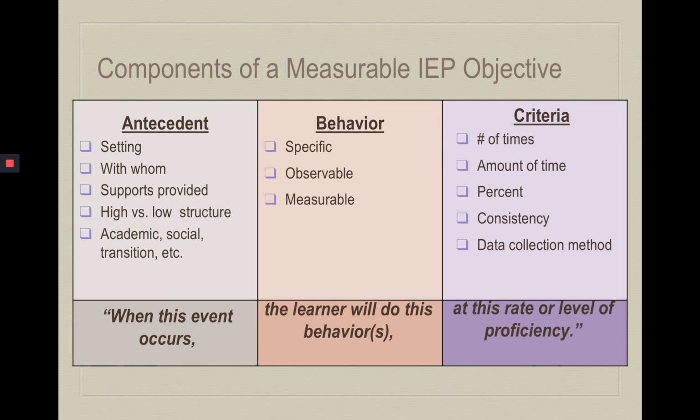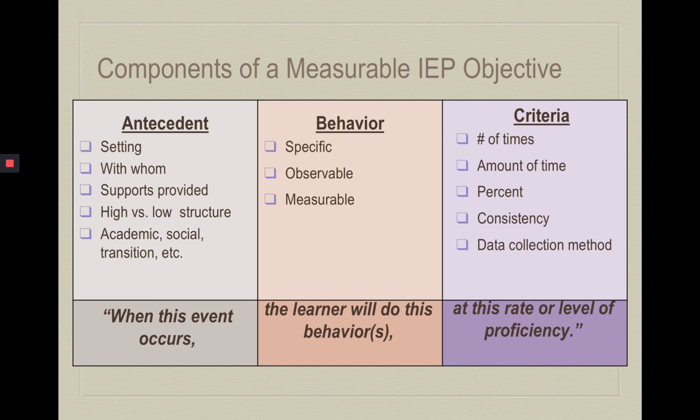It needs to be observable, meaning it's written in a way that if I were to see it, you could see it at the same time and we would agree, right? And it also needs to be measurable, right? Because that is the foundation of being able to progress monitor, is that we want to have some way of being able to measure this behavior that you've identified and defined, right?